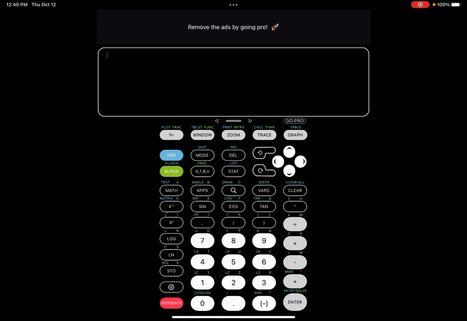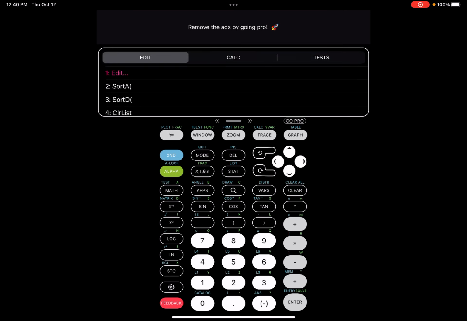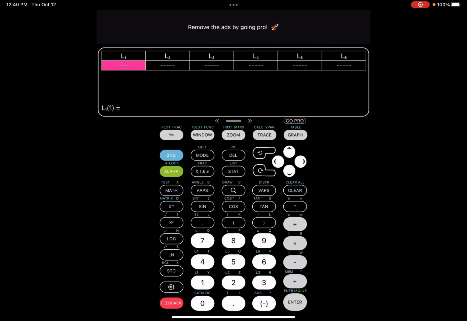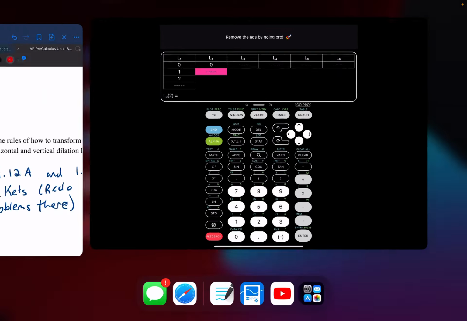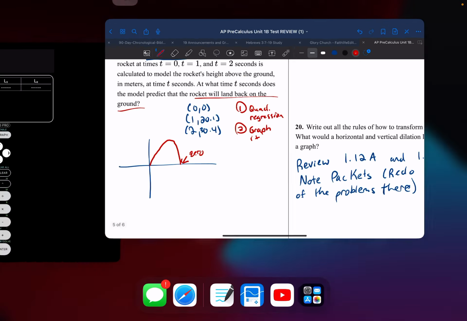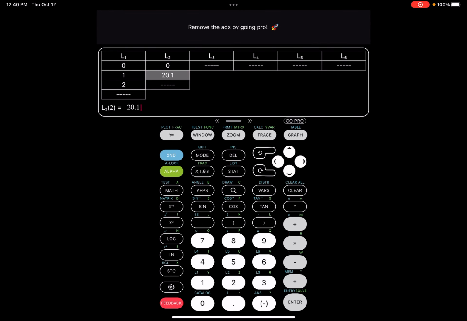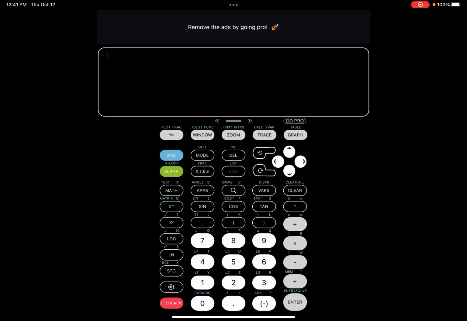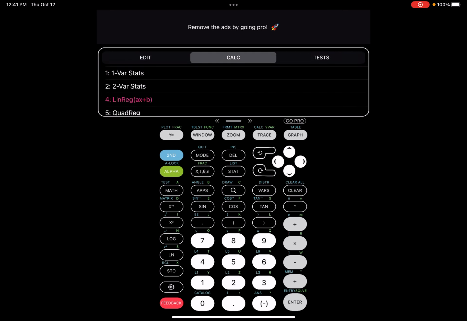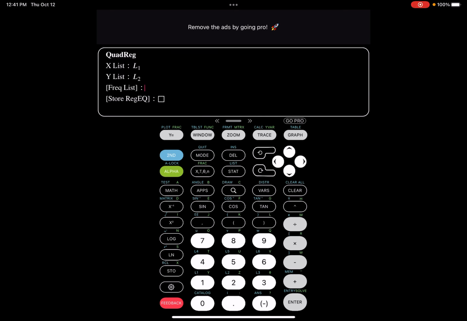I can go to my calculator app here, and if I go to stat, edit, I'm going to put my x in L1 and my y in L2. So I've got 0, 1, and 2. And then 0, 20.1, and 30.4. Okay. And then to run my regression, I'm just going to quit out of here. I'm going to go to stat again, calculate, and go down to quadratic regression, and just press enter.